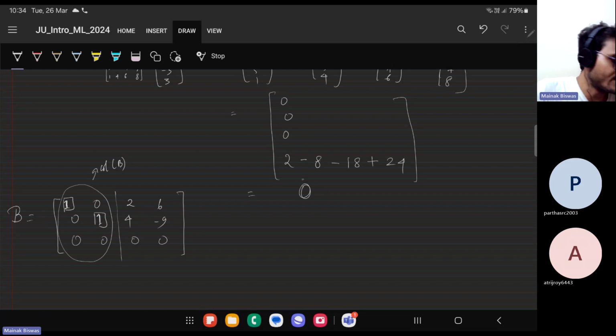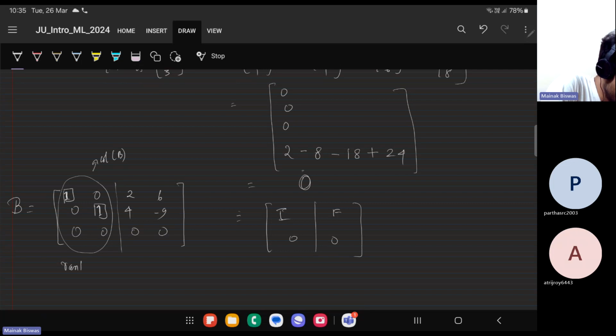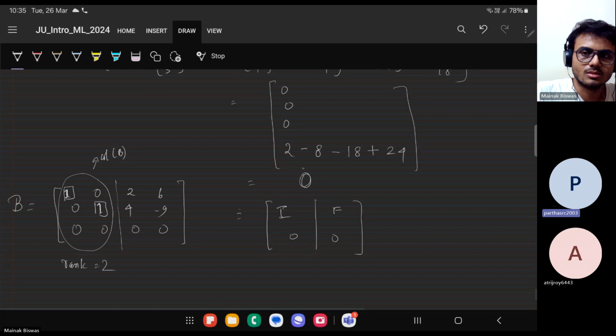The column space of B is these two columns. I have it in the form [I, F]. So my rank is equal to 2, the number of pivot elements.